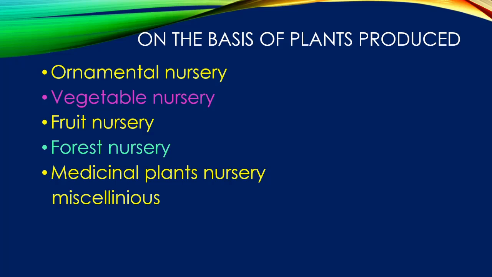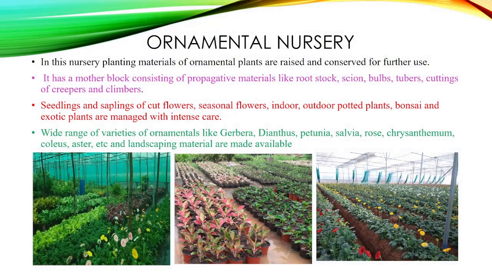On the basis of plants produced, nurseries are classified into different types. They are ornamental nursery, vegetable nursery, fruit nursery, forest nursery, medicinal plants nursery, and some miscellaneous nurseries also. Ornamental nursery. In this nursery, planting materials of ornamental plants are raised and are also conserved for further use.